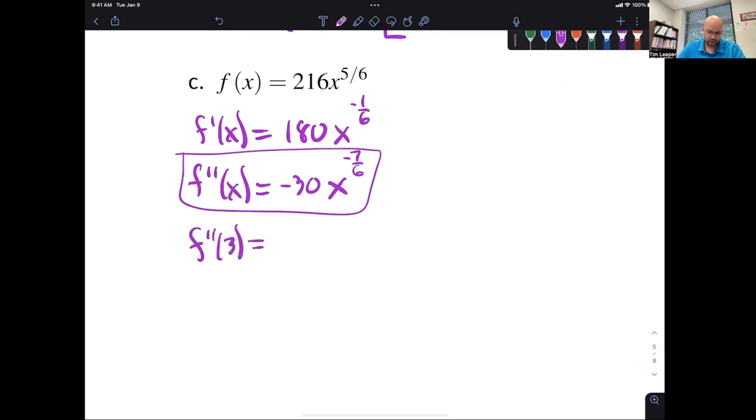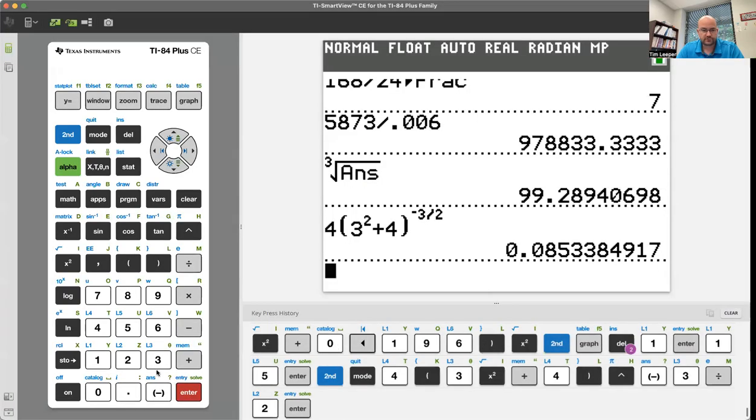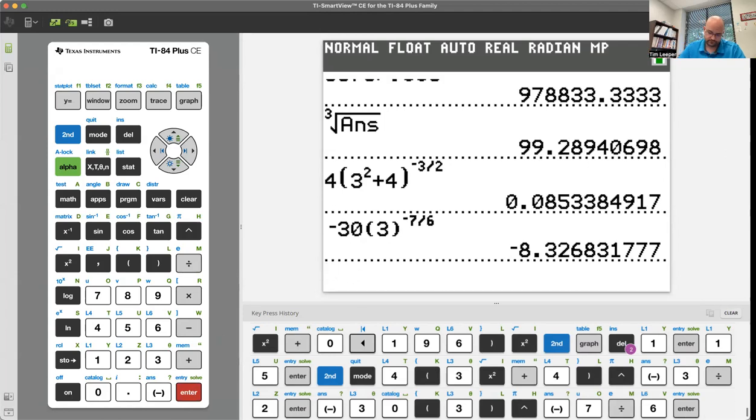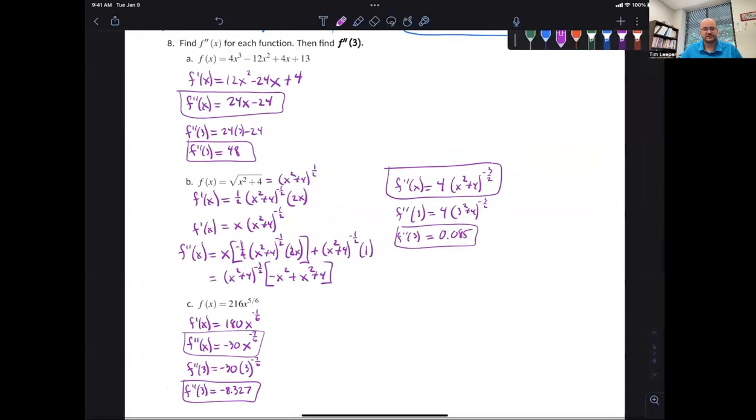And so the second derivative at 3 is negative 30 times 3 to the negative 7 over 6 power, and we can just go type that in. So negative 30 times 3 to the negative 7 over 6. And there we go. So the second derivative at 3 is negative 8.327. I'm just going to round to 3 decimal places here. And there we go. All of this is example 8. So this is example 8 for exam 3 review. Have fun.